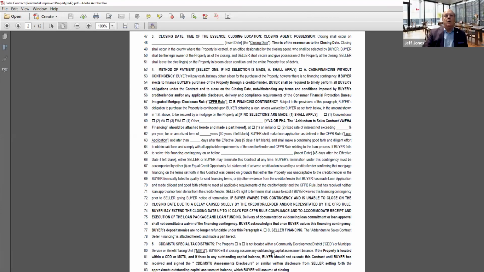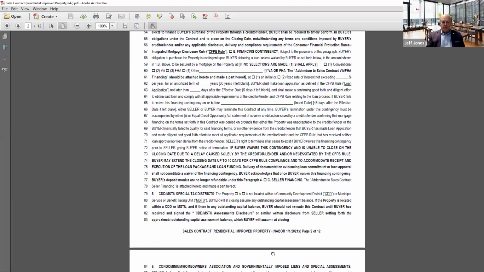So CDD and Metropolitan Statistical Taxing Units are special tax districts, of which we have quite a few in the Southwest Florida area. There's actually a list of all of them in the contract library. And if your property is located in that, it should say so in the MLS, but you can verify that it's in that district. And if that's true, then the buyer is agreeing in this contract to assume the balance that's outstanding at closing.